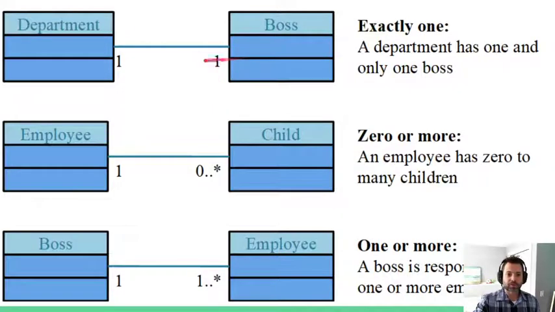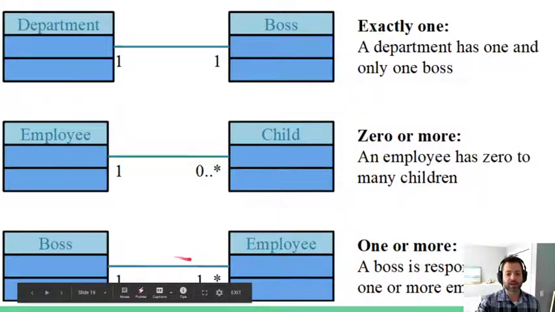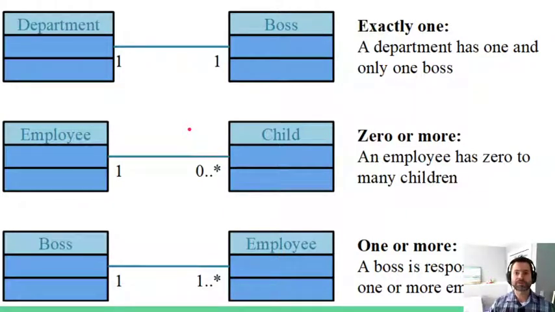Here's an example of multiplicity. So here we have two classes on the left and the right. We have an association between each, and we have a multiplicity here. So one department can have one boss. Okay, so that's what this means. An employee can have any number of children. A boss can have one or more employees. So basically here you're trying to capture how many of this object are related to the other object.